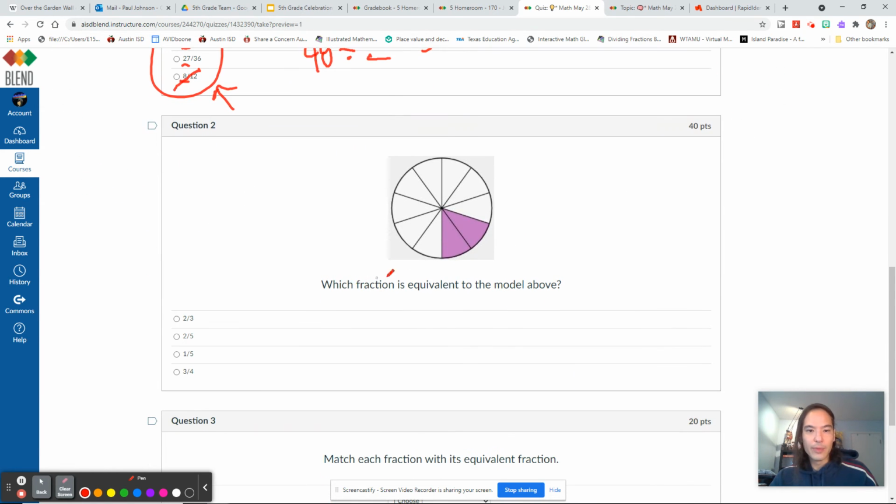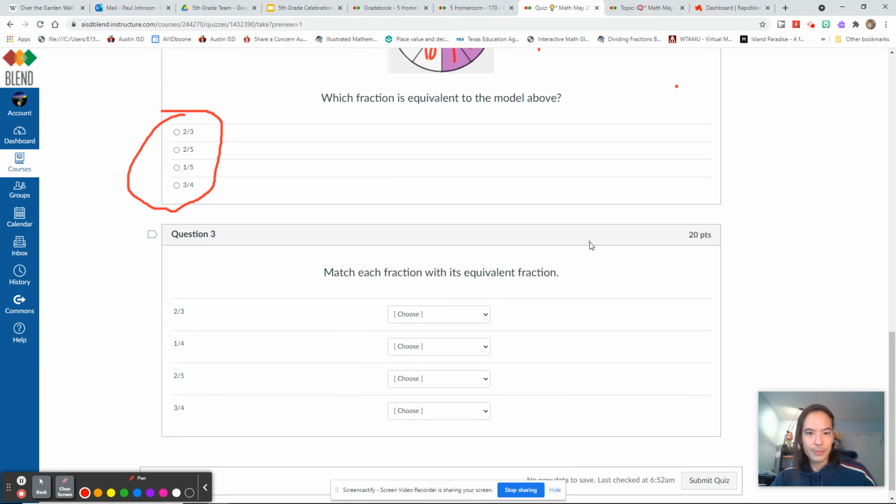All right, and then once again, which fraction is equivalent to the model above? I think for this one, if you just remove some of the lines, that would help you simplify this fraction. So the first thing you want to do is just count how many pieces there are. So we have 2 shaded pieces out of 10 pieces. We have 2/10. So which one of these fractions is equivalent to 2/10?